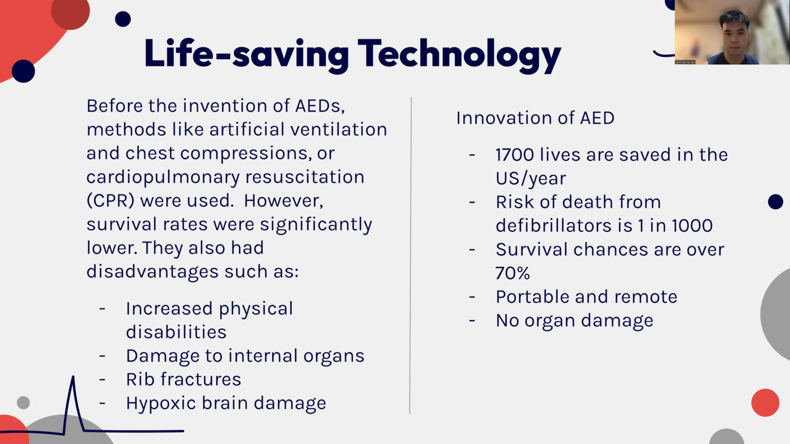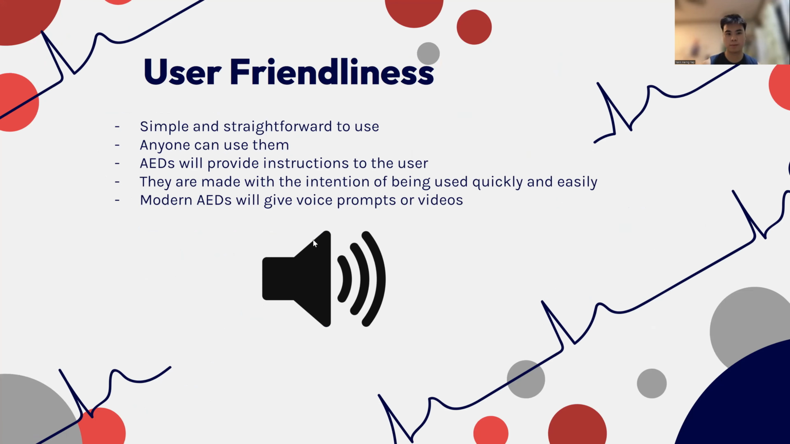So the AED has helped save 1,700 lives in the US per year. The risk of death from using an AED is less than 1 in 1,000. The survival chances are over 70%. They're also portable and remote, so you can take them anywhere. They're really small, and they also don't give organ damage. They're also very user-friendly. They're simple and straightforward to use. Anyone can and should use a defibrillator should the situation arise.